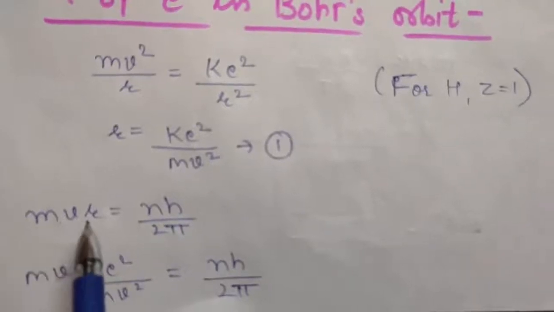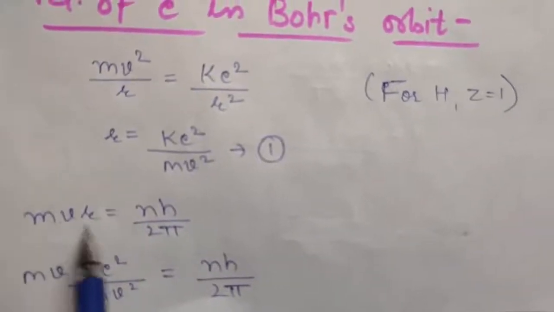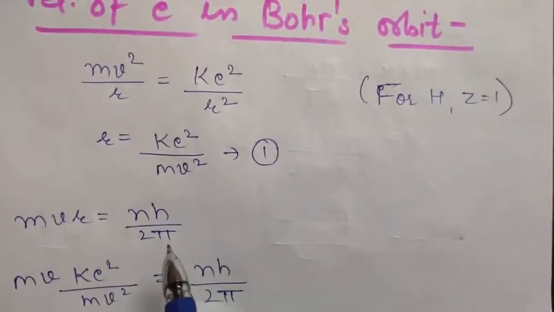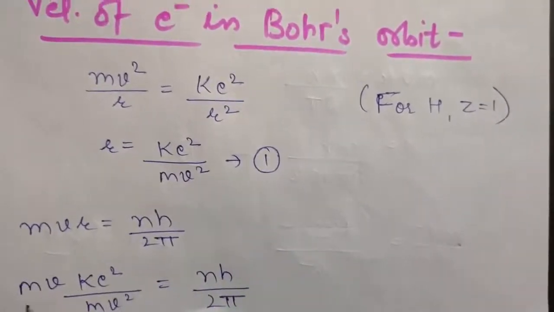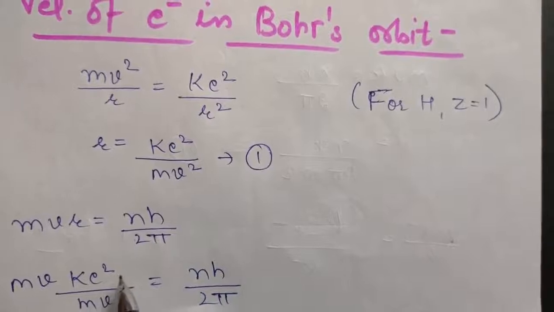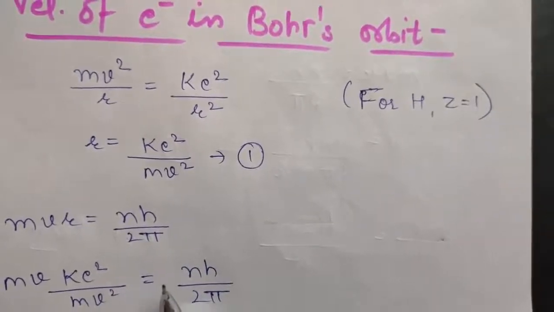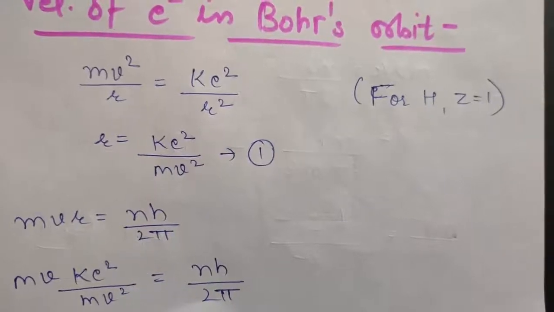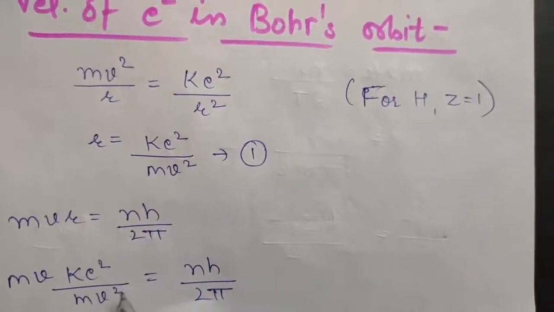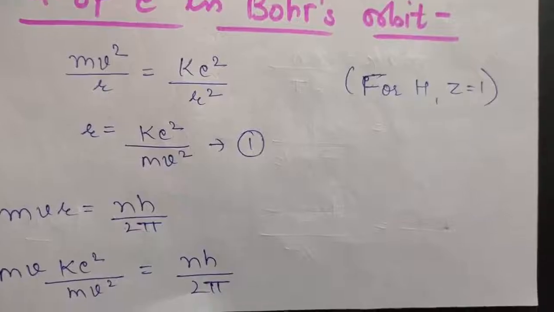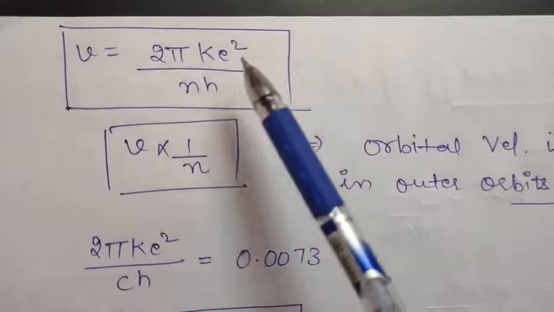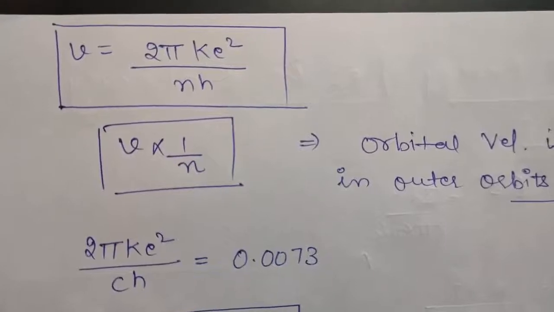Now again using Bohr's second postulate, that is mvr is equal to nh upon 2 pi. In this, put the value of r from the first equation. So mv into r, that is k e square upon mv square, will be equal to nh upon 2 pi. From here, this v will cancel out with one v. So we will be calculating v from here. So the velocity of the electron will come to be 2 pi k e square upon nh.